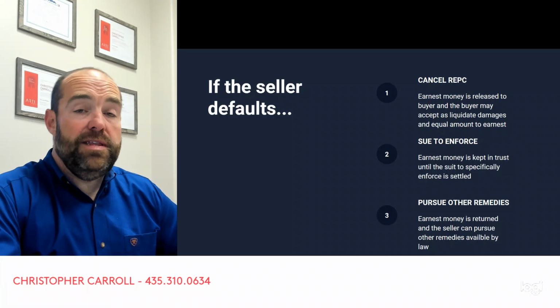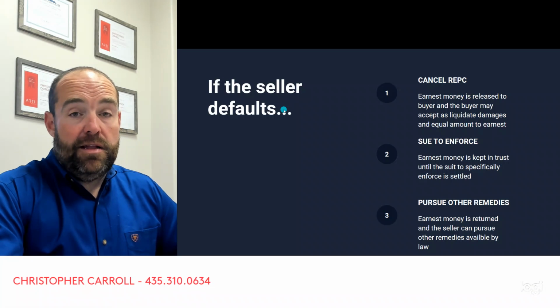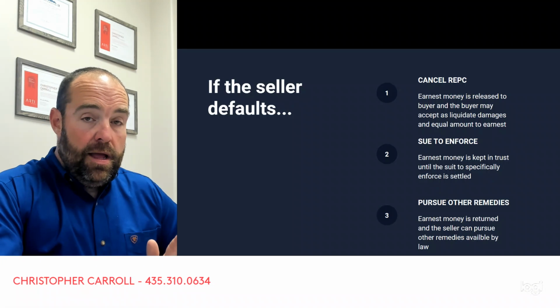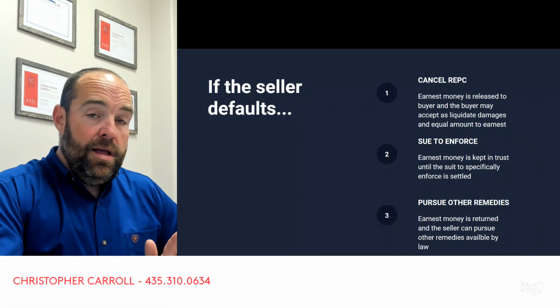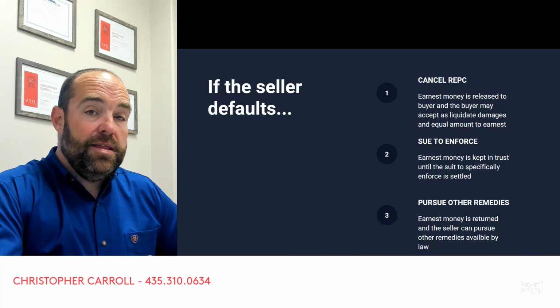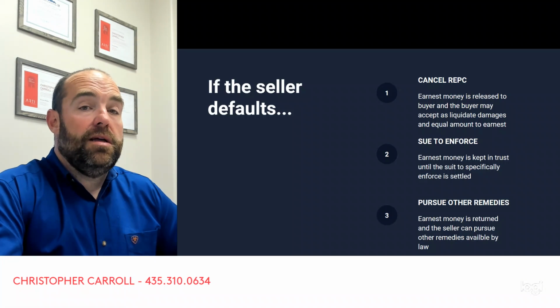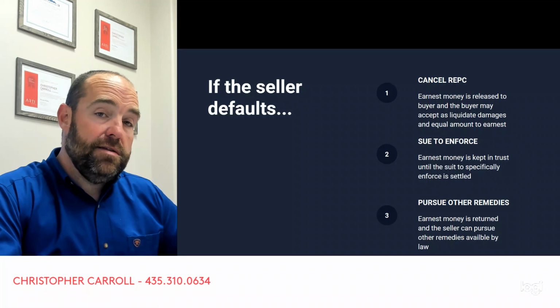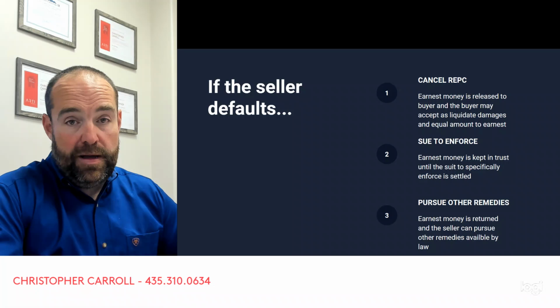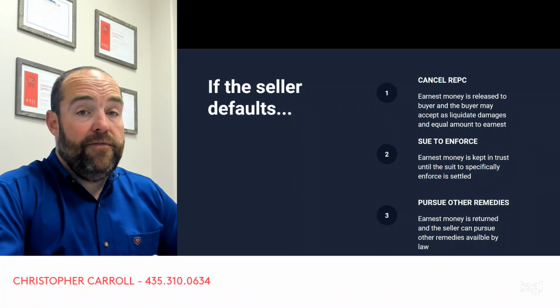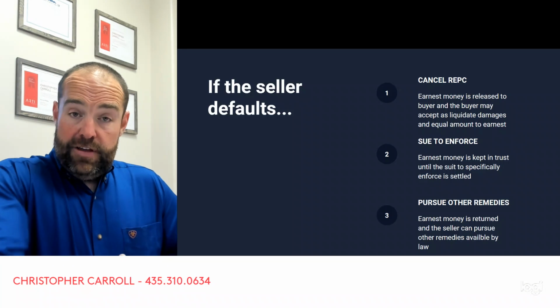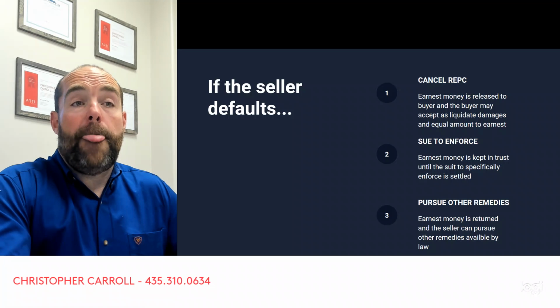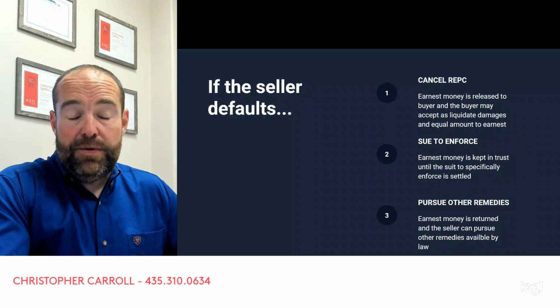So if you put $3,000 down, the seller decides, I don't want to sell. The buyer, at the time that the seller cancels the contract, can receive an extra $3,000. So you get your $3,000 back and another $3,000 back from the seller out of their funds, out of their bank accounts and whatnot, as liquidated damages.